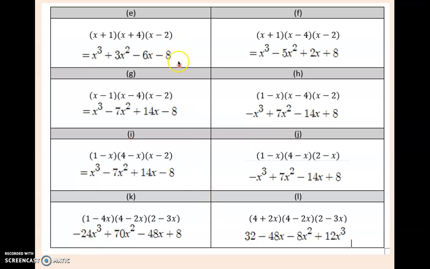And here are our answers for the next 8. So again, after the equals sign. How did we do?